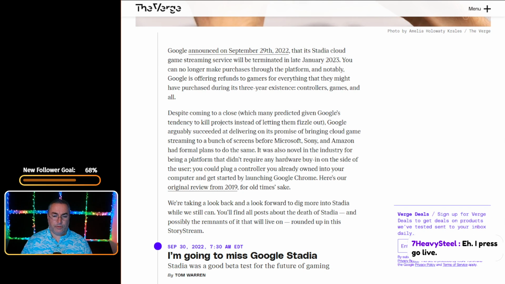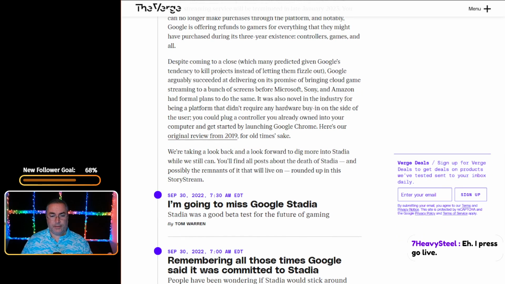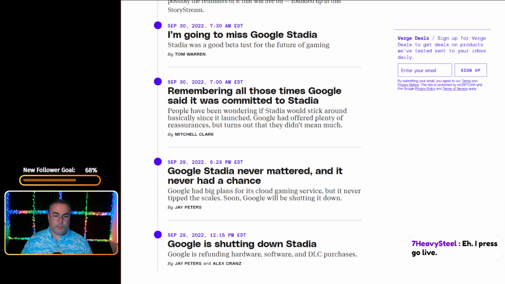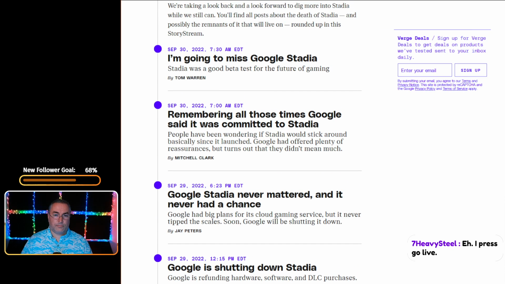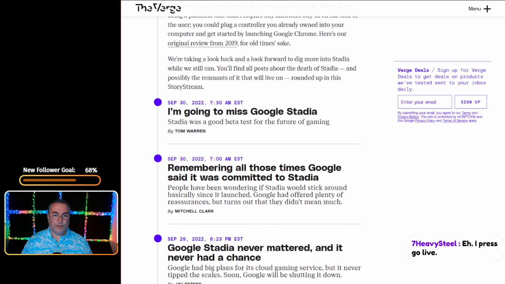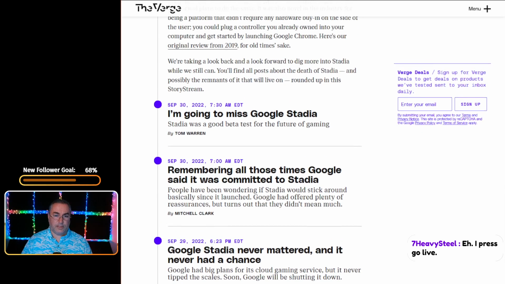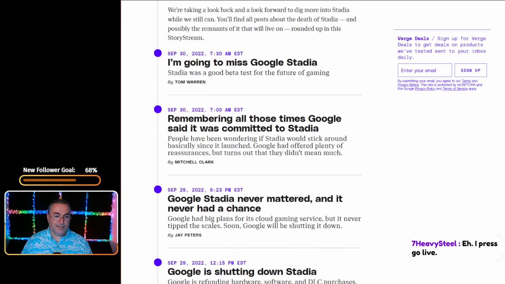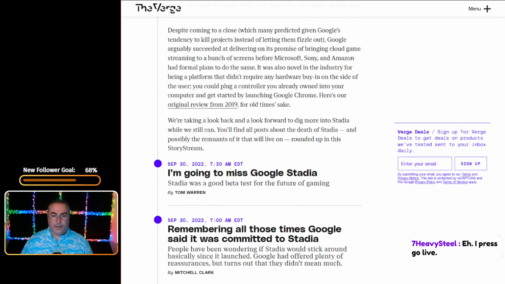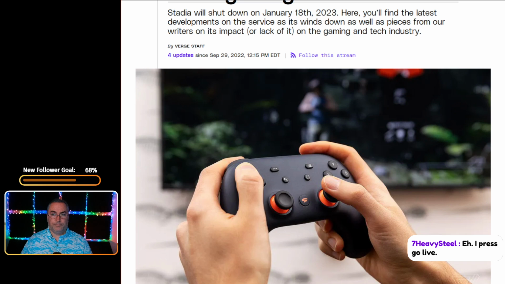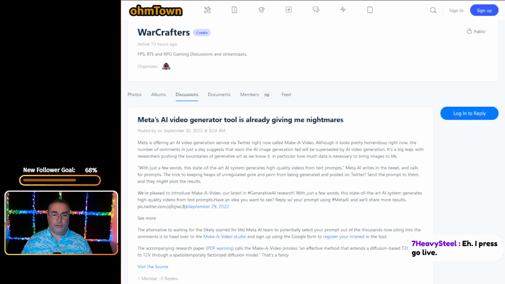Let's see. So they go back to the beginning of Stadia as a timeline, I suppose. "Stadia was a good beta test for the future of gaming," remembering all those times Google said it was committed to Stadia. Yeah. I don't buy into anything really from Google in terms of the longevity.